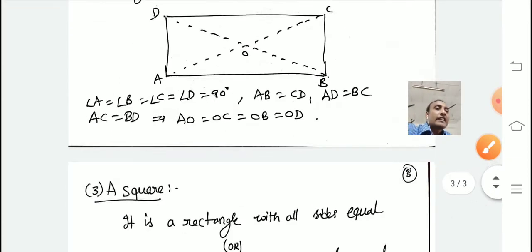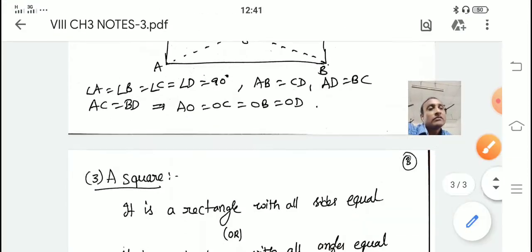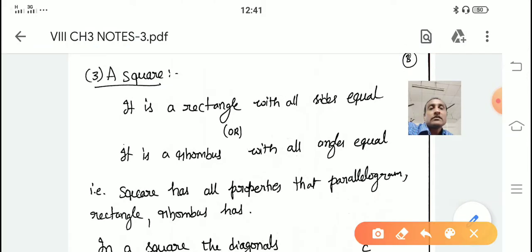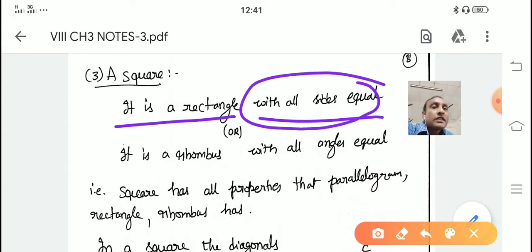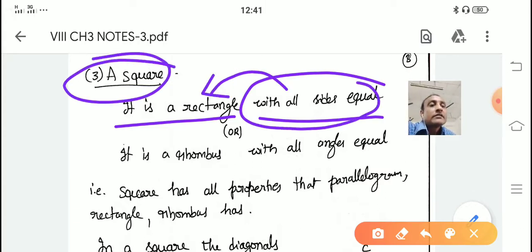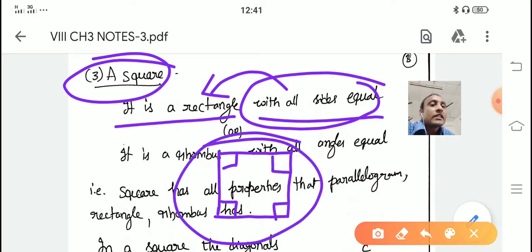That is about the rectangle. What is a square now? Square, it is a rectangle with all sides equal. All sides equal is the rhombus property. If you add the rhombus property to the rectangle, you get the square. See, here all sides are equal and the angles are 90 degrees because of the rectangle property. So this is a square.